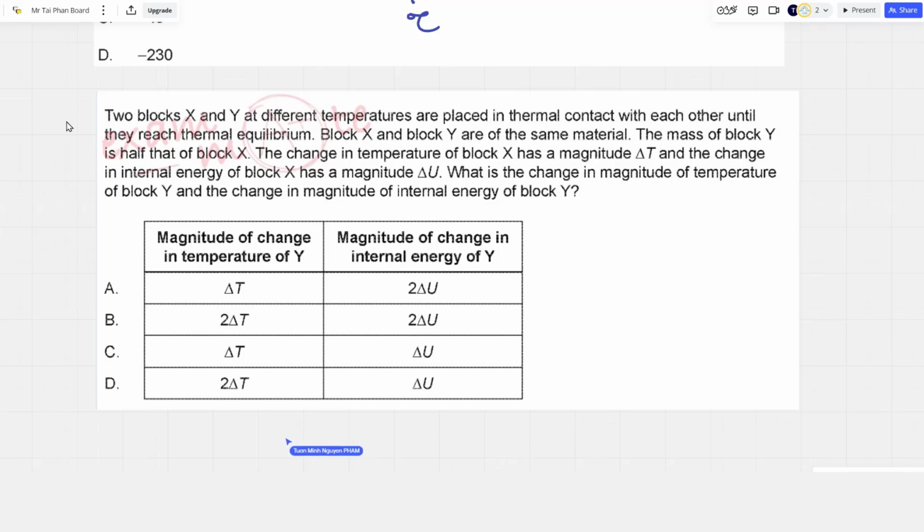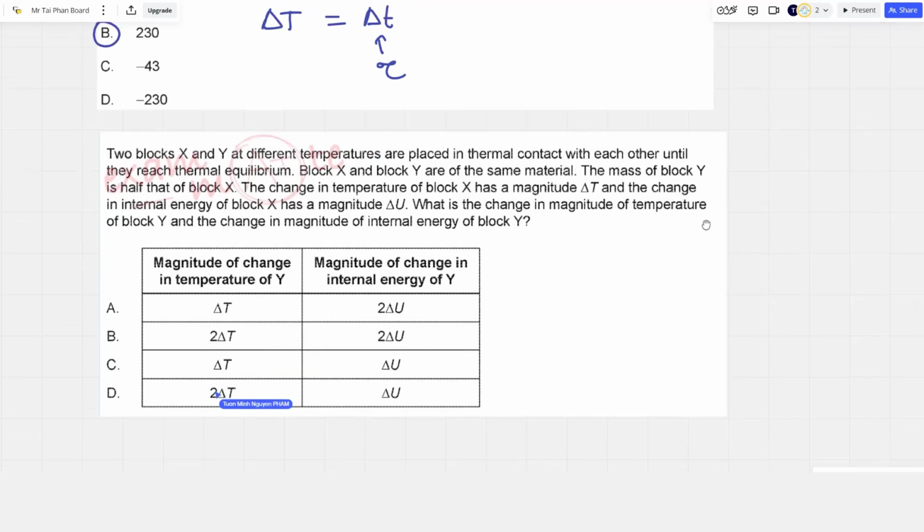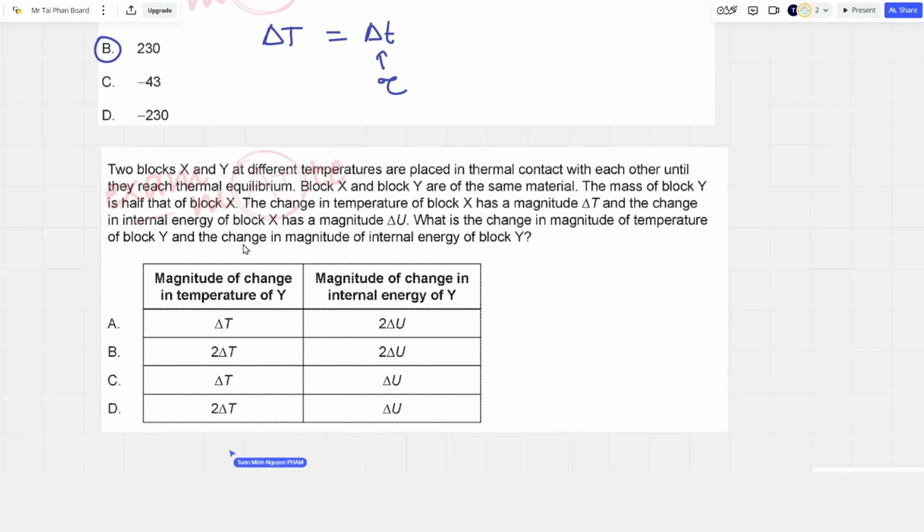So blocks X and Y at 220 temperatures are placed in thermal contact with each other until they reach thermal equilibrium. Block X and Y are the same material. Block Y is half the mass of block X. Now block X's temperature has the magnitude T and the change is up to U. What's the change in magnitude of the temperature of block Y?